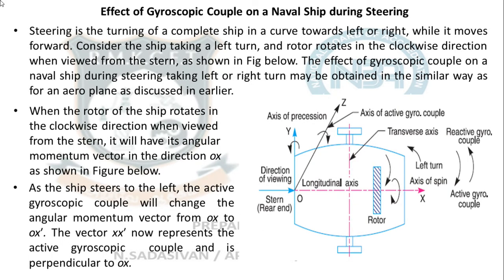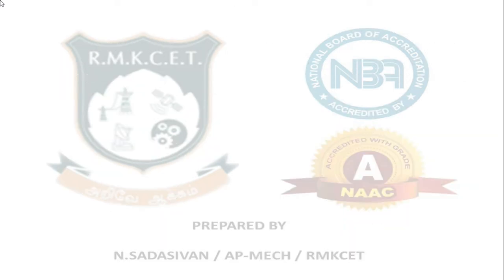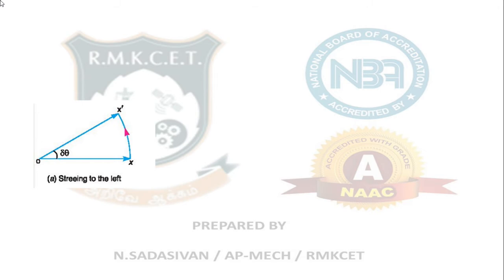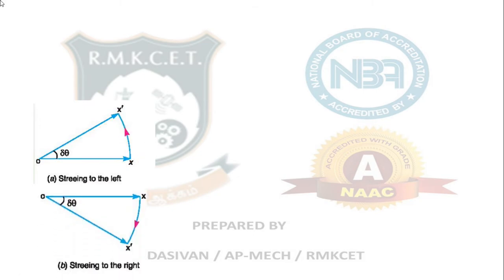As the ship steers to the left, the active gyroscopic couple will change the angular momentum from OX to OX dash. The vector XX dash now represents the active gyroscopic couple and is perpendicular to OX. So that is this. This is your initial angular momentum position, and now the current position. So this is your active couple. This much active couple I am applying. So I'll get a reactive couple in the opposite direction. Numerically equal reactive couple in opposite direction in an orthogonal axis. That is very important.